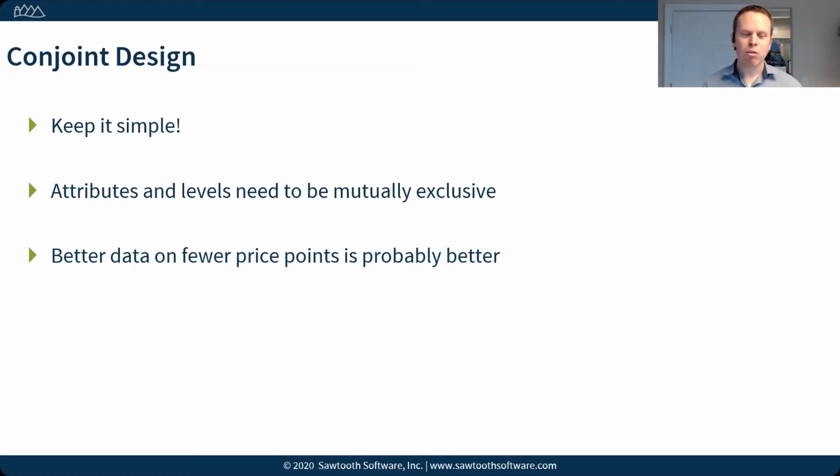And generally speaking, it's probably better to use larger equidistant price levels and get more observations on a set of common things rather than spreading out your data points across, you know, a 20 level attribute where you increment the price in $100 levels or something like that. So generally speaking, again, this all goes together with keeping it simple and not going overboard with things.